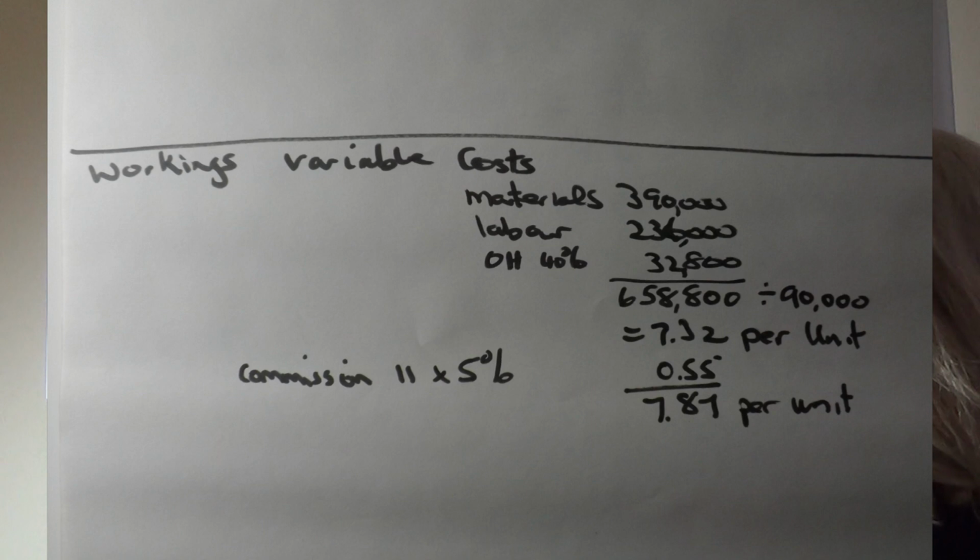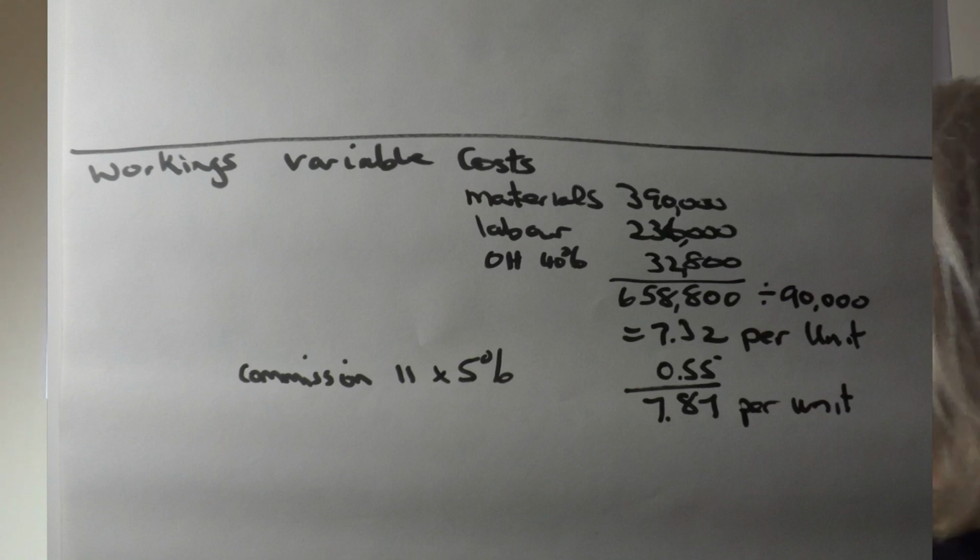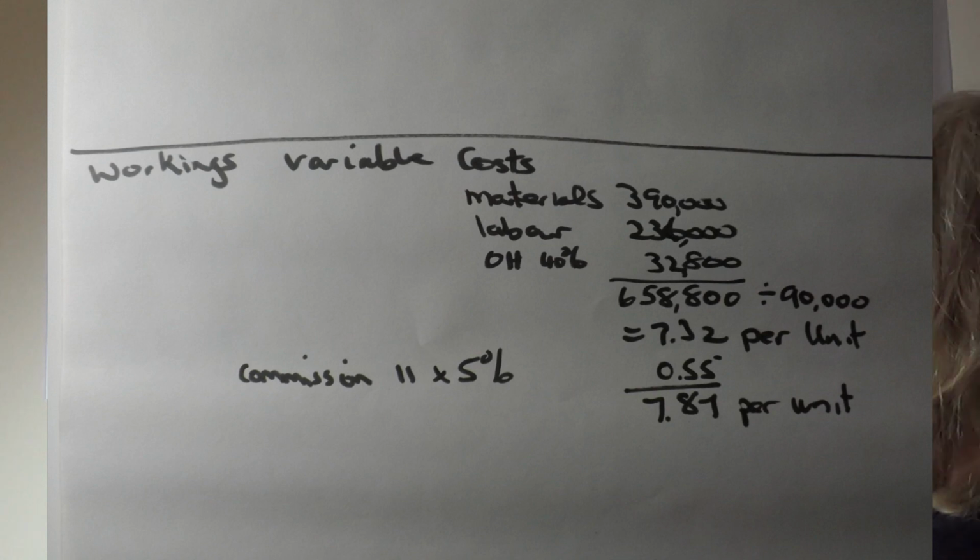So the constant part of our variable overheads is 658,800, and that then works out per unit at 7.32. So the unchanging or the constant part of our variable costs per unit works out at 7.32 per unit, so that's not changing.